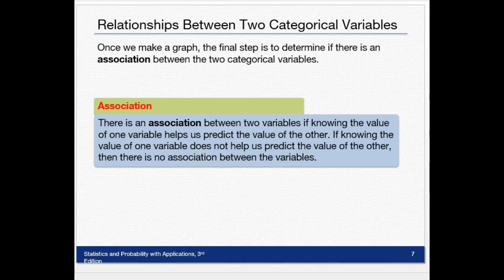Now, once you've done it, we're going to do one. What does this tell us? We can tell if there's an association between the two variables. All right. There is an association between two variables if knowing the value of one helps predict the value of the other. If knowing the value of one variable does not help us predict the value of the other, then there's no association. So basically, what are you looking at? You're looking at how are the two bars broken up. If the two bars are broken up identically, then there's no association. But if the spaces in the bars look different, there is an association.